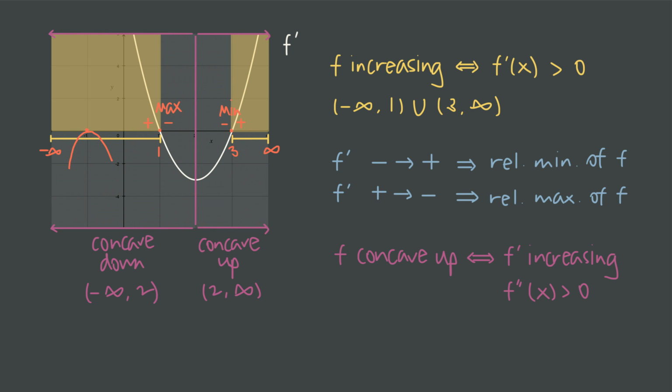Just be careful here though that the zeros of f prime, the places where it crosses the x-axis, those are not the zeros of the original function f. They are places where f has a horizontal tangent, so they're candidates for critical points of f. But the value of f at those points is something totally different, and we can't read it off this graph.